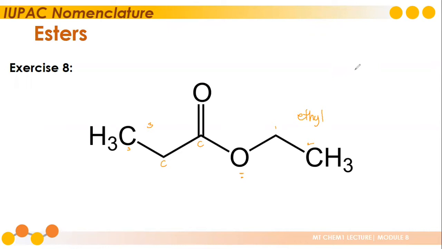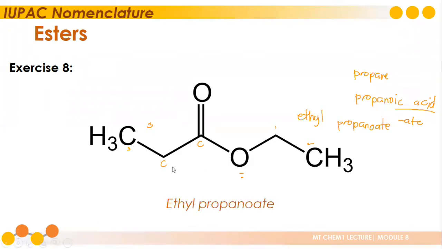So we have here propane, which means that the acid used for esterification is propanoic acid. And as per our rules a while ago, we have to drop the -ic acid and change it to -ate. So this will now be ethyl propanoate. Let's check if our answer is correct. And yes, this compound is named ethyl propanoate.